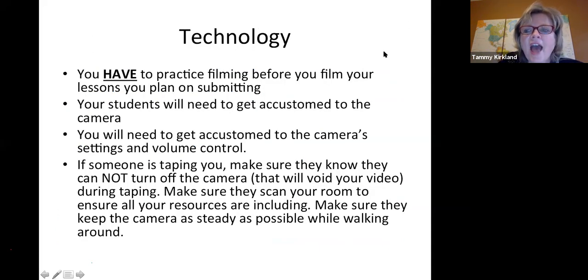Technology. You have to practice filming before you film, guys, or you're going to end up with some issues. Your students will need to get accustomed to the camera. You will have people that are very shy, who never do anything, that want to jump up and perform in front of the camera. You will have people that get camera shy, so you want to get them used to it.